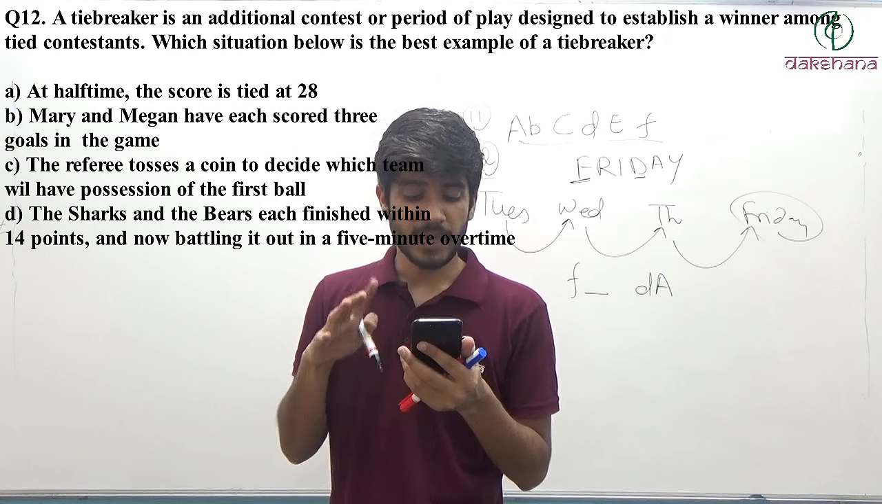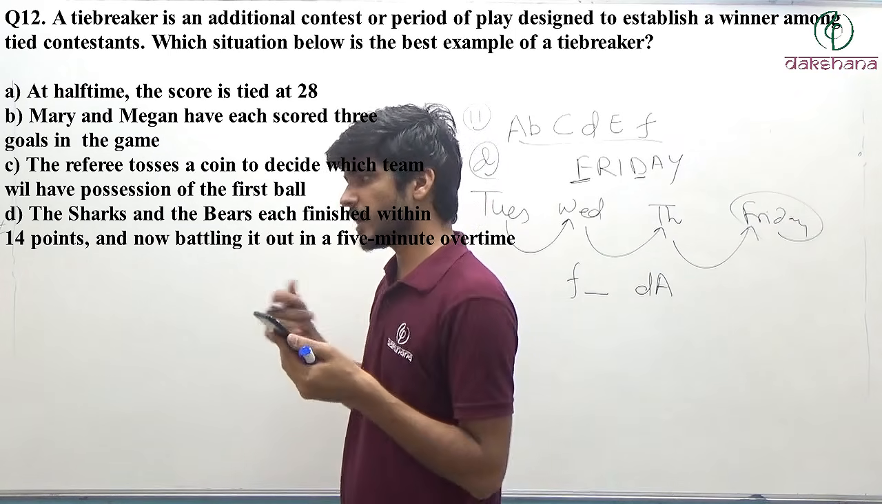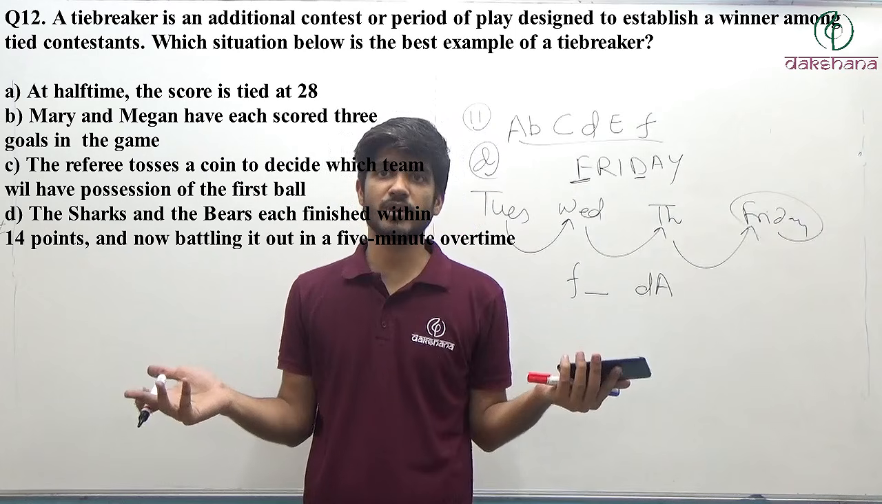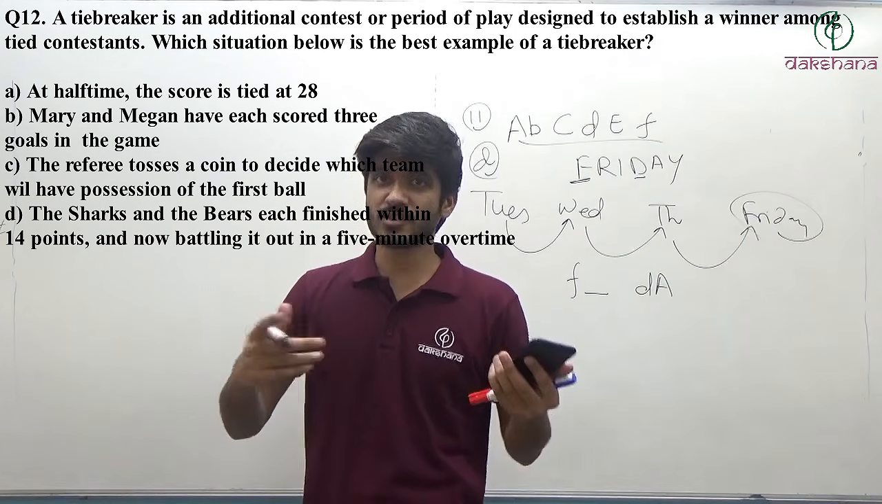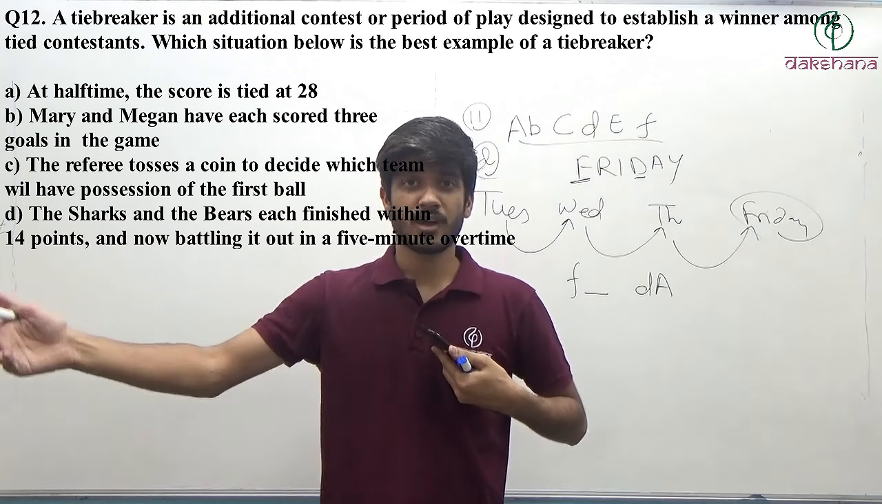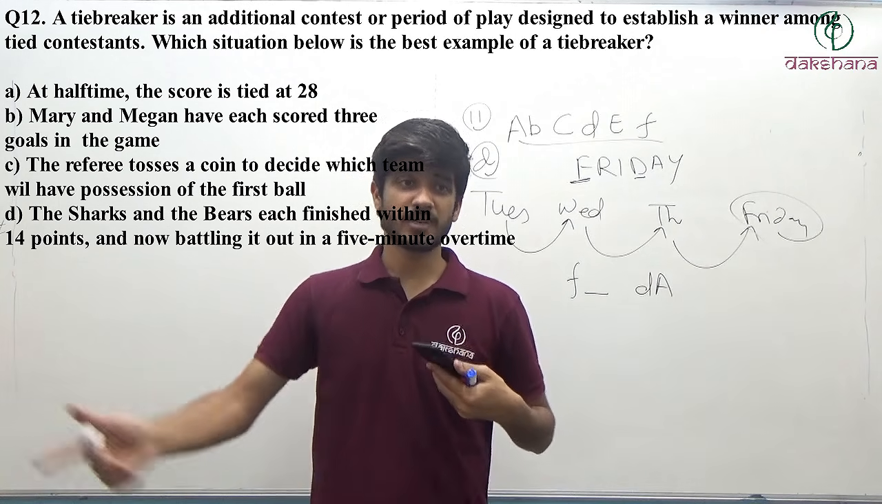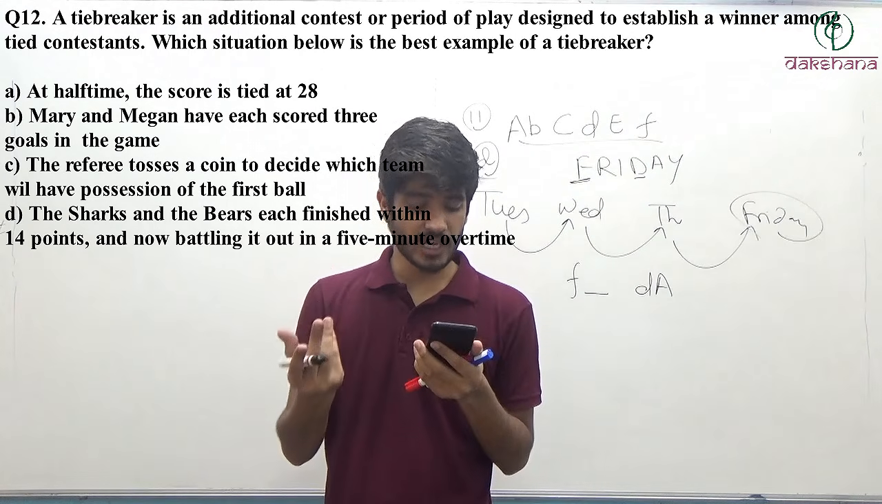B says Mary and Megan have each scored 3 goals in the game. Okay, that's for Mary and Megan, right? There would be other players also who would have scored some points. So you cannot be sure this is the situation for the tiebreaker. So again, this is wrong. Let's say I scored 20 runs, and my friend in the opposition scored 20 runs. But there would be other players also who would have scored something, right? So you can't be sure if this is the tiebreaker.